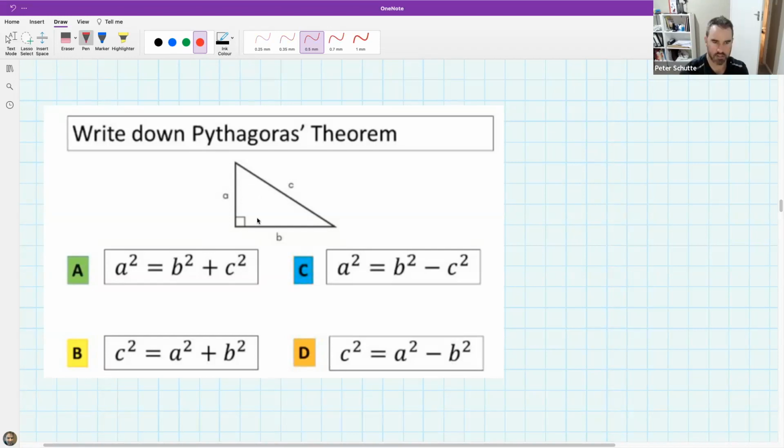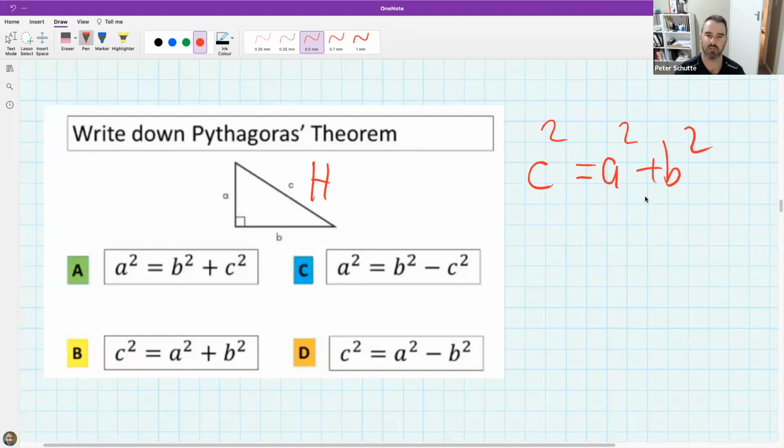I'll give you one hint. The side opposite the right angle is the hypotenuse. We would call that H, and that is the one that is normally by itself. So when you write these squares, you would say c squared is equal to a squared plus b squared. Remember, the biggest angle will always be opposite the biggest side. So this thing here is going to be the thing by itself, and that's equal to the other two sides squared and added together.